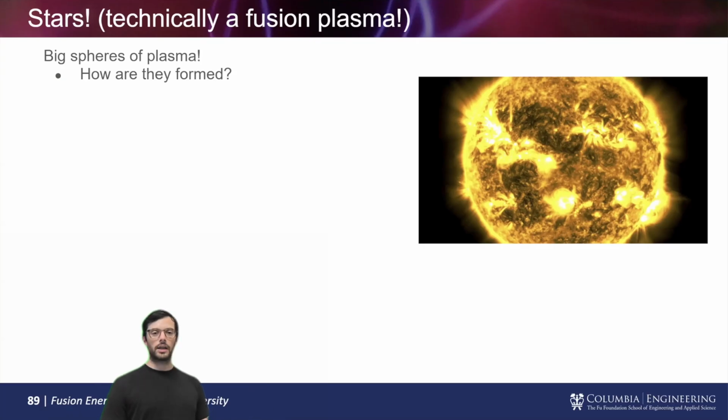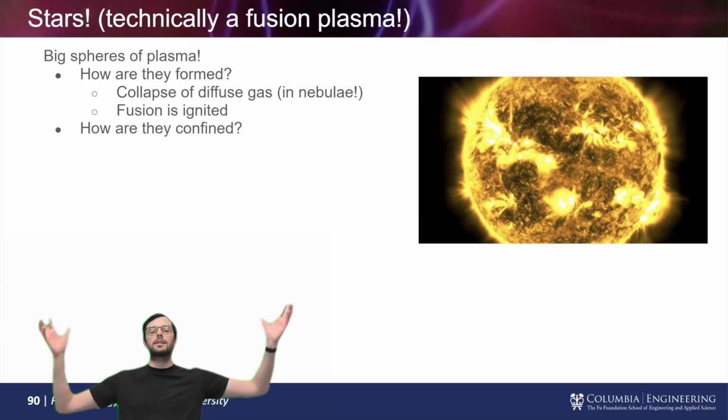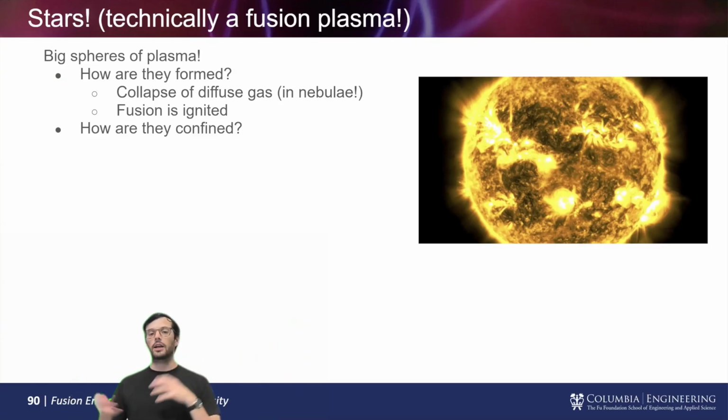So I guess this is a question, but I did just answer this: how they're formed. You have a big diffuse gas in a nebula, and eventually it reaches some critical mass density, and it all collapses on itself. And at the middle, there's enough pressure, temperature and density to cause hydrogen atoms to fuse, and that releases energy, and that causes a chain effect. That is how a star is not only ignited, but that's also how the energy is sustained.